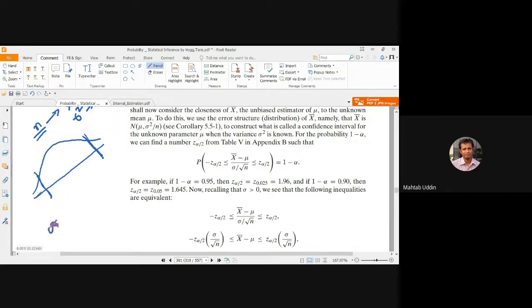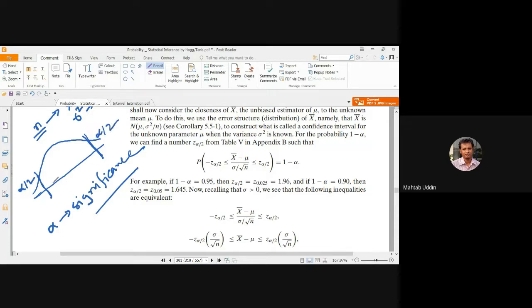The risk is called alpha. Alpha is the probability of risk. This is called significance. Then there are two types of risk: one for very low values and one for very high values.